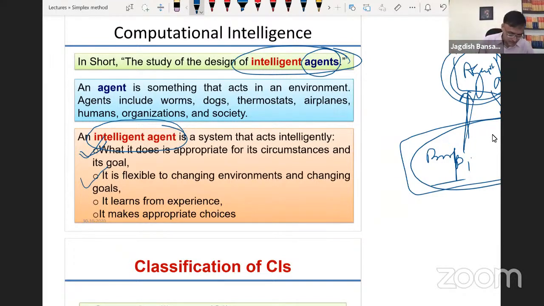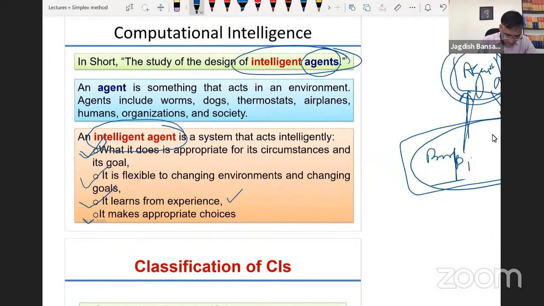An intelligent agent learns from experience. This is a very important property. It always learns from experience. For example, my mobile learned that whenever this man types JA, the word finishes with Jagdish. So it learns from experience. The more the input, the better the output, right?